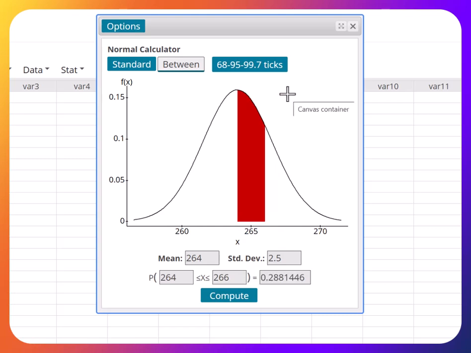So this is the first part of the video that covers normal distribution, how to compute normal probabilities, and the central limit theorem. The second part of the video will be about estimation and confidence intervals.